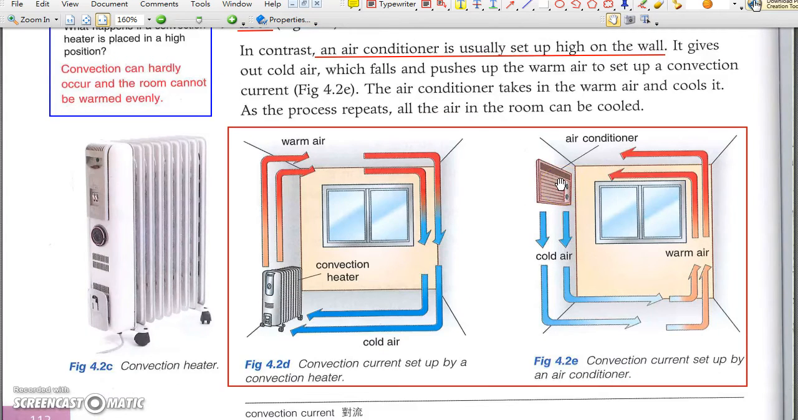For an air conditioner, it blows out cold air, which almost immediately sinks. The warmer air on the other side of the room rises and is eventually sucked in by the air conditioner, and the convection current is completed.